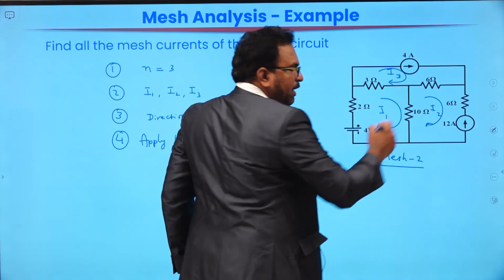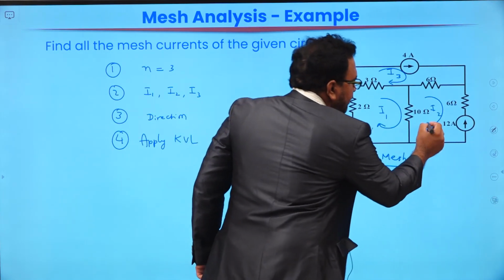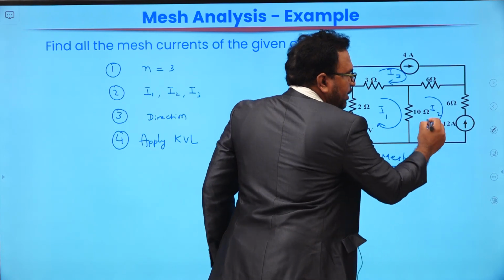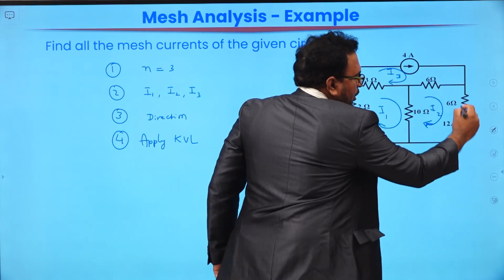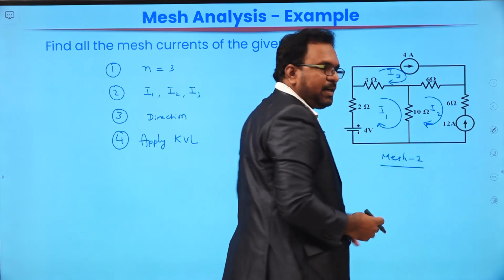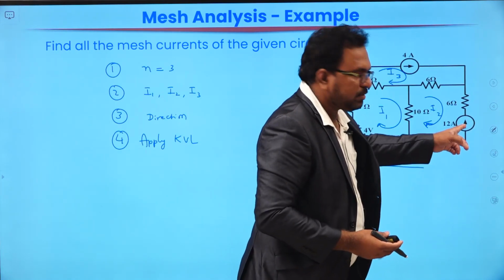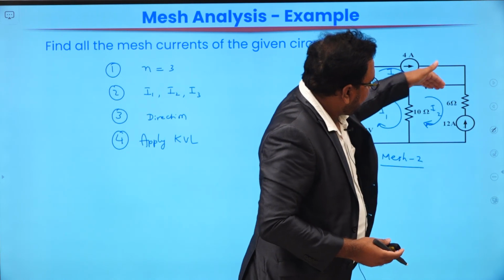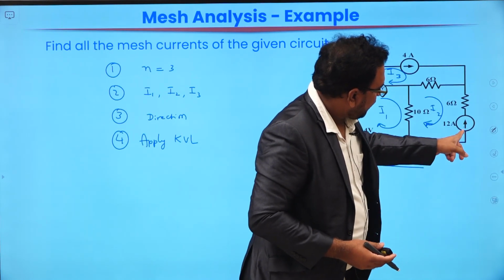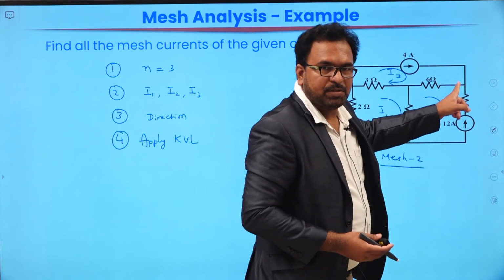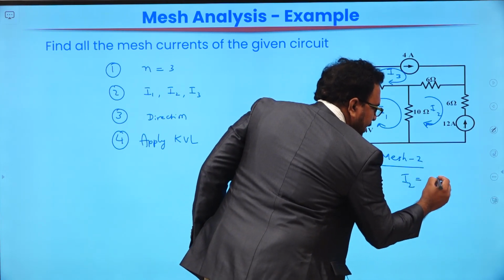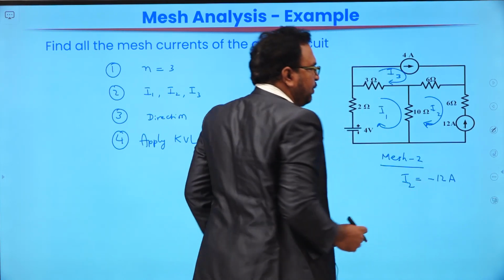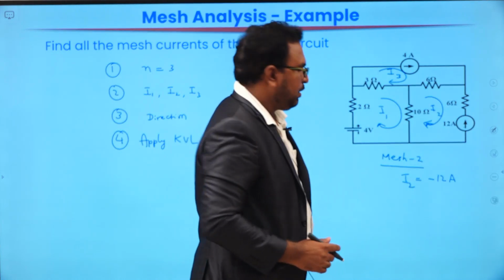So in case of mesh 2, what is the value of the current I2? Here the current I2 is assumed to flow in clockwise direction. That means when it is moving clockwise, how is it moving relative to the current source direction? It is opposite. This I2 is moving downwards, but the current 12 amperes is moving upwards. That means you can take I2 directly as minus 12 amperes. No need to apply KVL here.